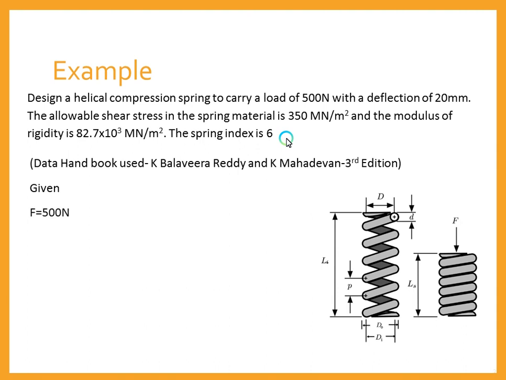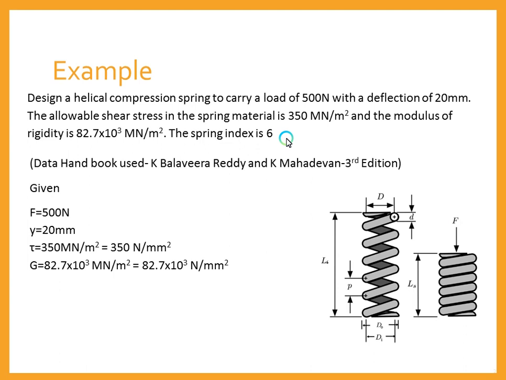Sorting out the given, the first given would be a load of 500 Newton, further moved ahead with a deflection of 20 mm, and allowable shear stress 350 meganewton per meter square. I converted that into Newton per mm square, which is 350, and the modulus of rigidity 82.7 into 10 raised 3 meganewton per meter square is equal to 82.7 into 10 raised 3 Newton per mm square, and spring index is 6.